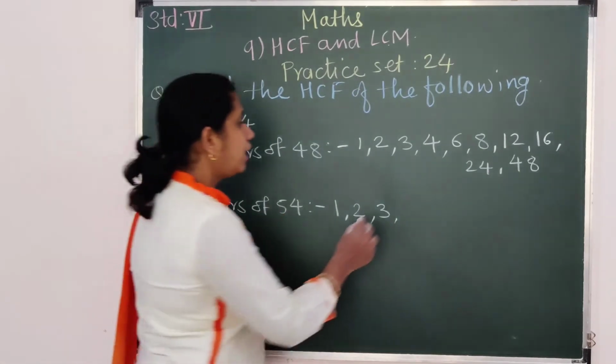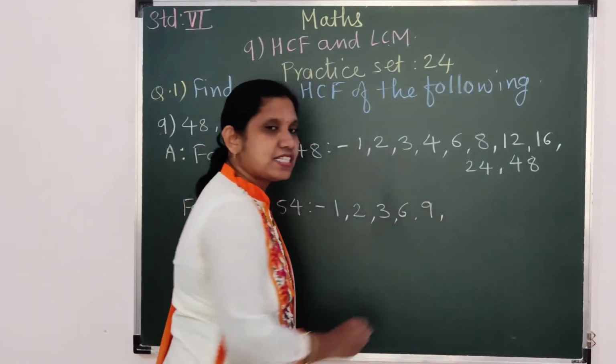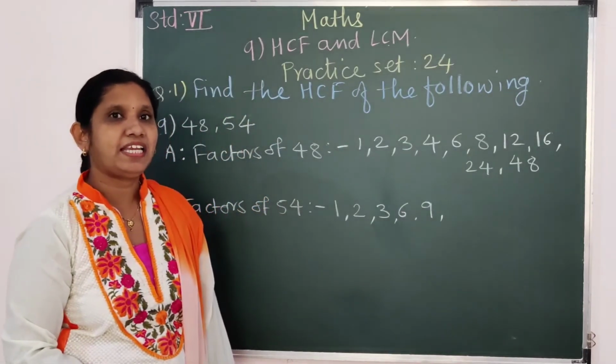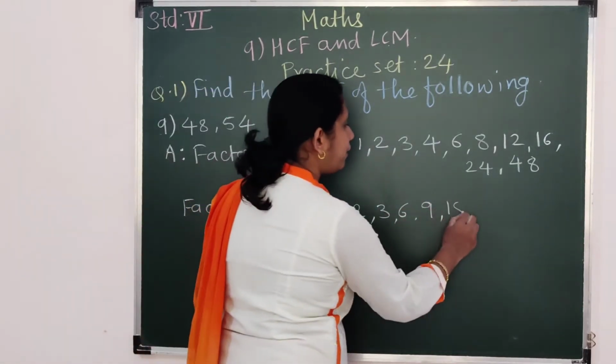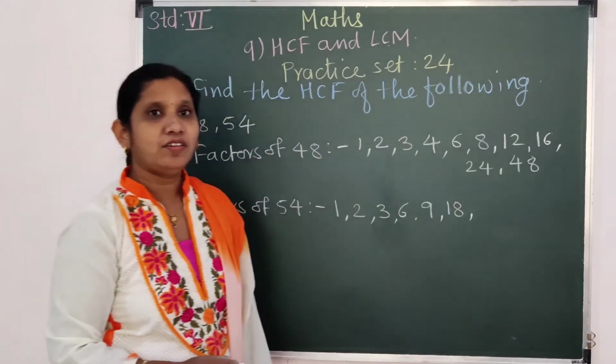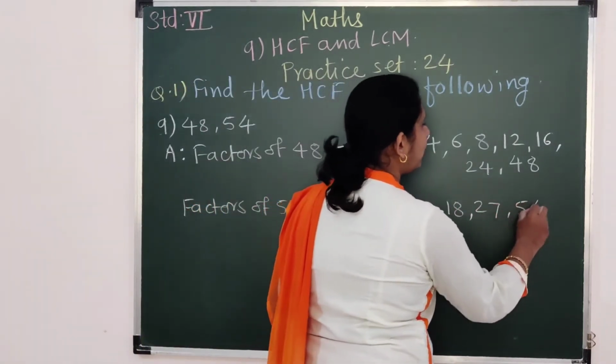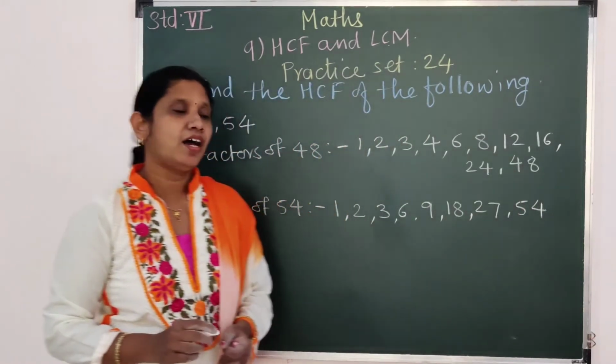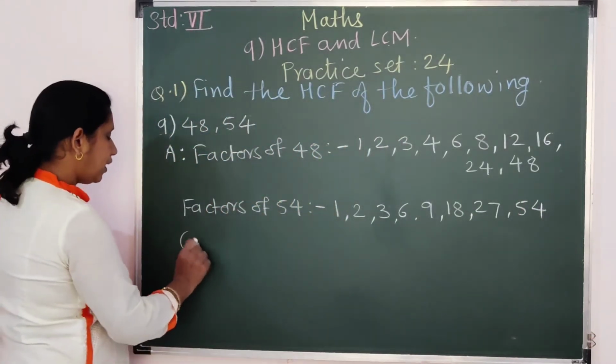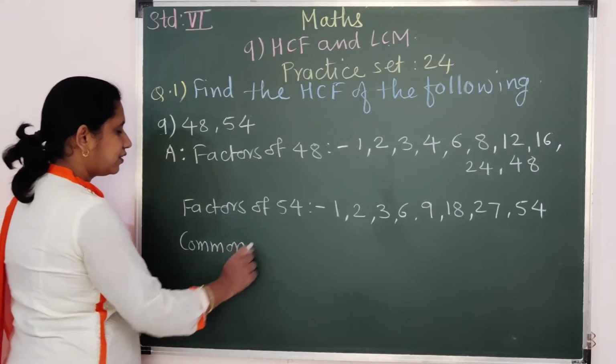6 9s are 54. 9 6s are 54. Then 18. 18 3s are 54. Later on, we can check for 27. 27 2s are 54 and 54 1s are 54. So let us write down common factors.